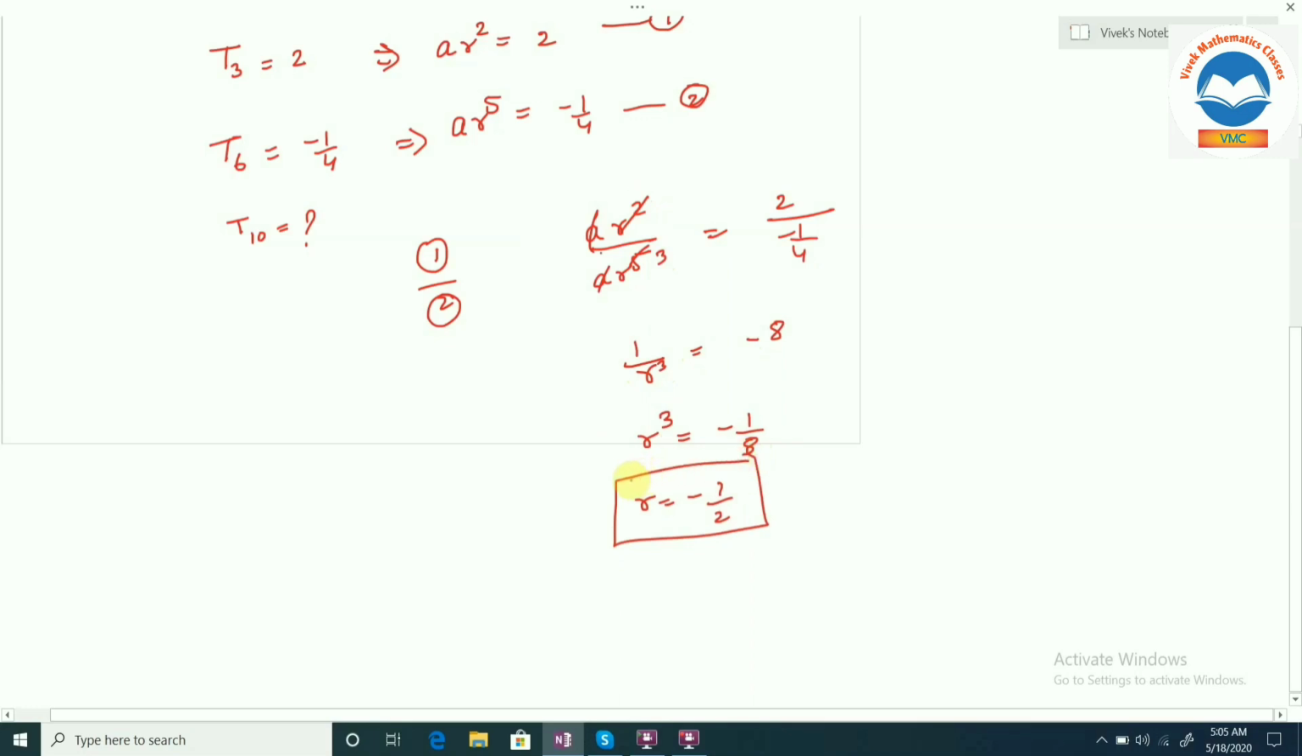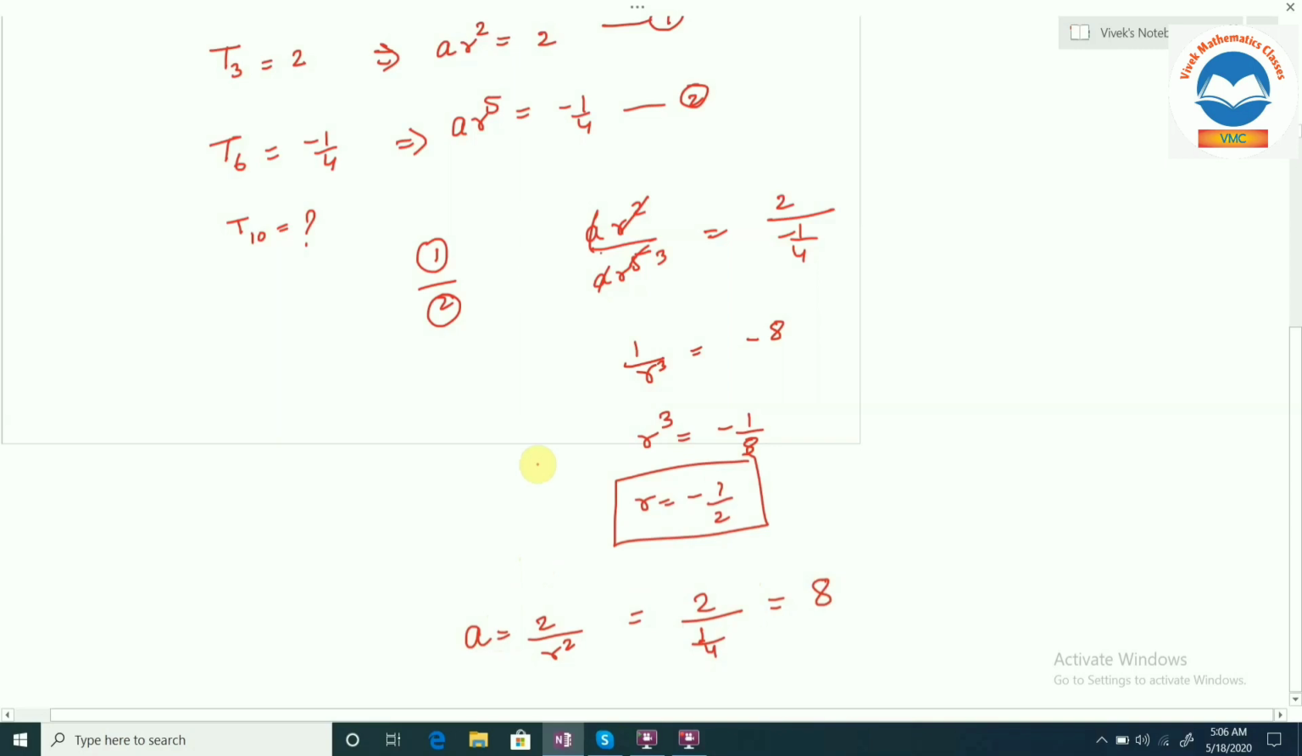This we are getting R. So what to do? Substitute R value in any one of the equation, we will get A value. And A value you can write as 2 divided by R square. It means what? 2 divided by 1 by 4, minus 1 by 2 square will be 1 by 4. So this one you will get numerator as 8. A value you are getting as 8.